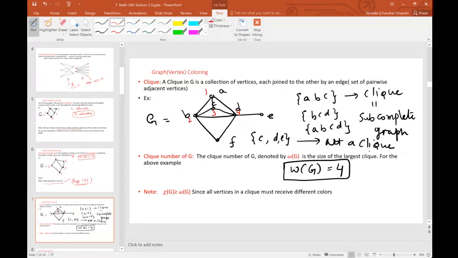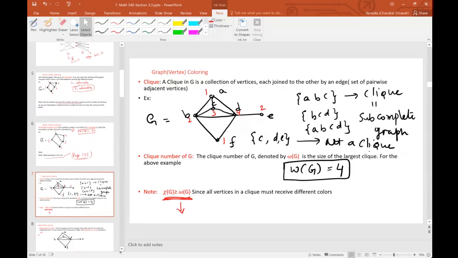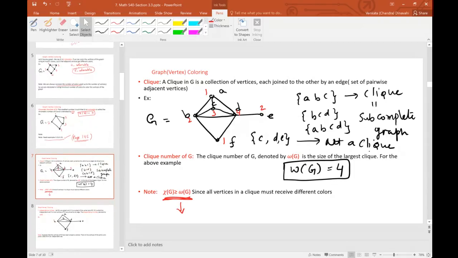Maybe these 4 colors sometimes is sufficient, sometimes you might need more colors. But I think in this case, I can put 1 here and I can put 2 there. I think chromatic number in this case is 4, but sometimes it can be more than that. But one thing is certain, chromatic number is all the time greater than or equal to clique number. Okay, you can try a couple more examples. I'm going to post some in the assignment.